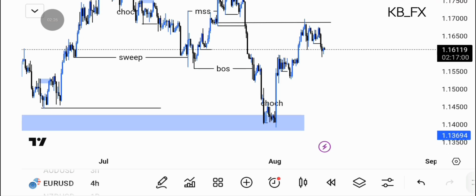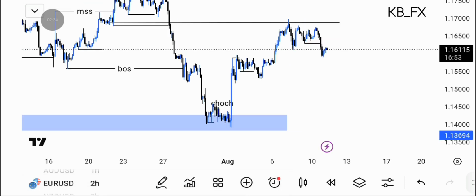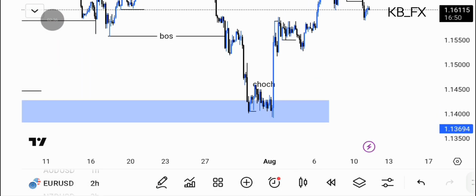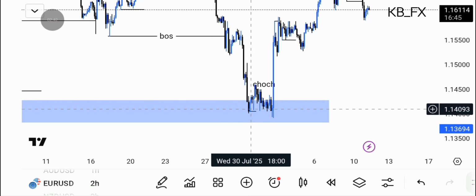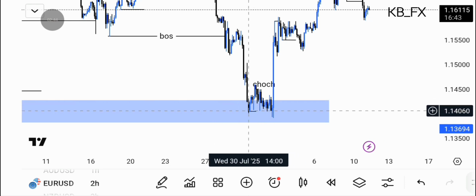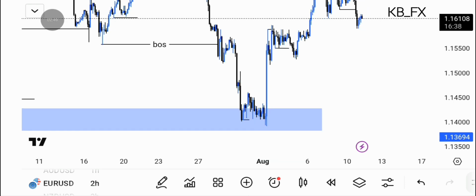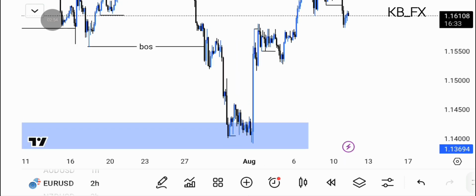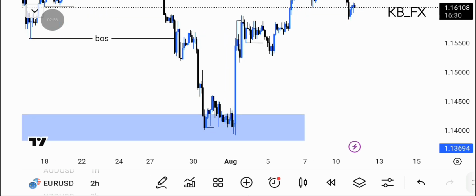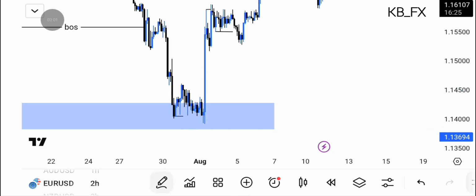So let's go to 2-hour. From the 2-hour, you can see here, after the market mitigated this other block, the market swept the last low here. Let me clear this. The market swept the last low here. After the market sweeping, this is the last high here. The market broke the last high and changed character here.